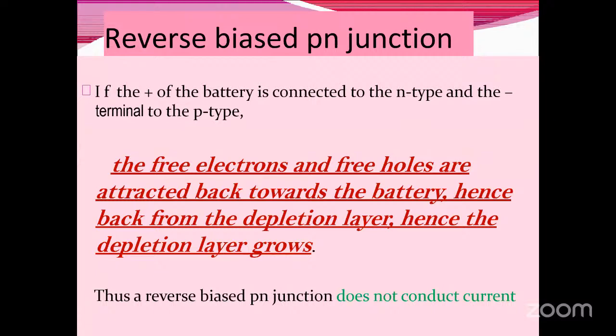Next, the reverse biased PN junction. If the positive terminal of the battery is connected to N and the negative terminal is connected to P type, then that is reverse bias. That means the free electrons and free holes are attracted back toward the battery, so there are no charge carriers that can move from one region into the other across the junction. So in this case there is no current conduction.